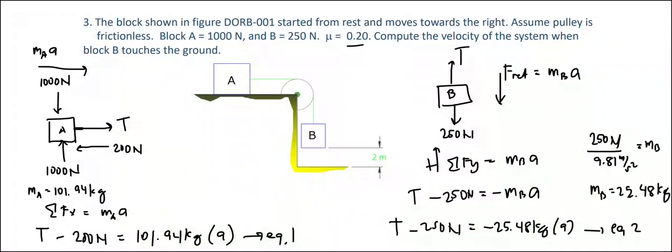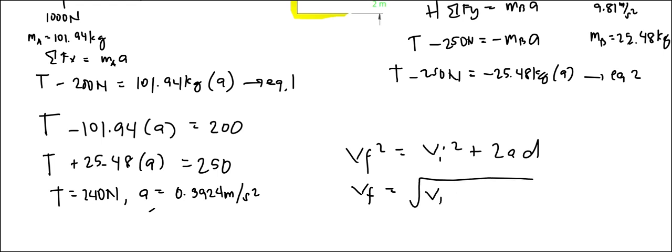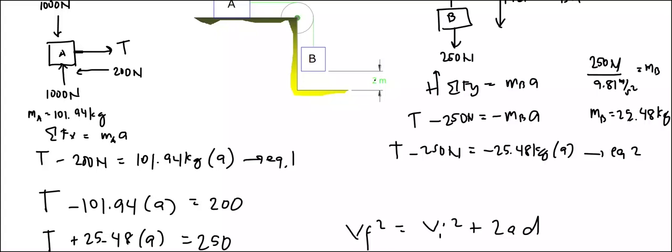And then to compute for the velocity of the system when block B touches the ground, there is a distance of 2 meters. We use the equation in kinematics given the acceleration and the initial velocity but unknown final velocity, that is Vf squared equal to Vi squared plus 2ad. To solve for the final velocity, that is equal to the square root of the initial velocity squared plus twice the acceleration times the distance d. We get Vf equal to the square root of an initial velocity of 0 squared plus twice the acceleration of 0.3924 meters per second squared times a distance it travels of 2 meters.